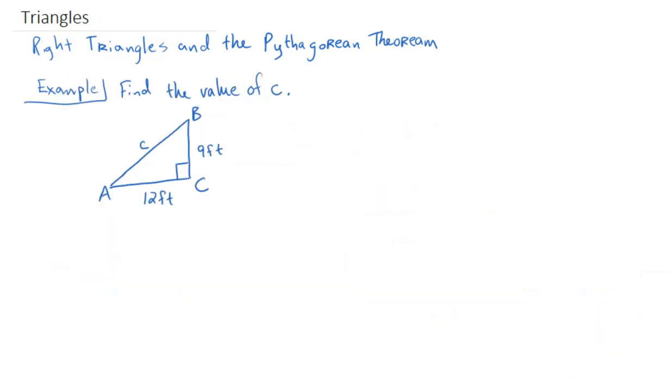Alright, so here we have a right triangle. We're being asked to find the value of little c. I always emphasize that because there's a big C too, and we know that its measure is 90 degrees. So we're going to start with the Pythagorean theorem as a formula template: a squared plus b squared equals c squared.